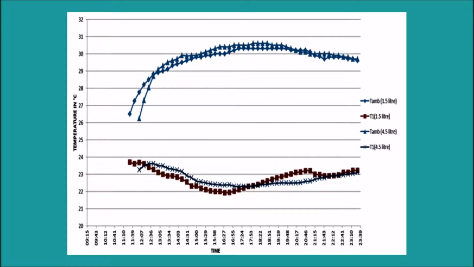Now, we have obtained some results in different situations. Let's discuss. This is a temperature versus time graph when the pot is subjected to natural convection. We can see that at both 1.5 liters and 4.5 liters, the ambient temperature remains somewhat the same. And the T1, which is the water temperature, at both the volumes also remains the same. This leads us to think that the water temperature does not depend on the load. It does not depend on the volume content of the pot.